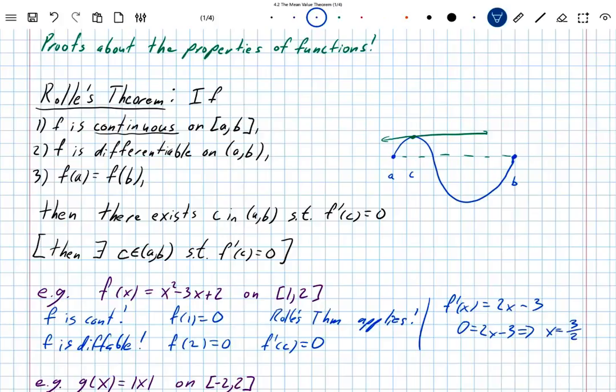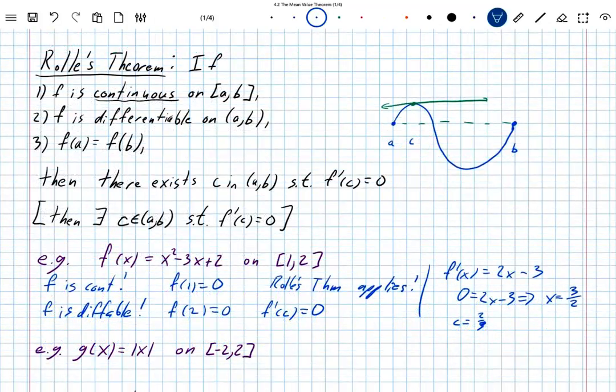And notice that 3 halves is in between 1 and 2. So Rolle's theorem just told us there'd be some point in between 1 and 2, and 3 halves is that value of c. Nice. It works. Or rather, in this case, it works. It didn't lie to us. Good job, Rolle's theorem. Let's look at an example or two that maybe don't work.